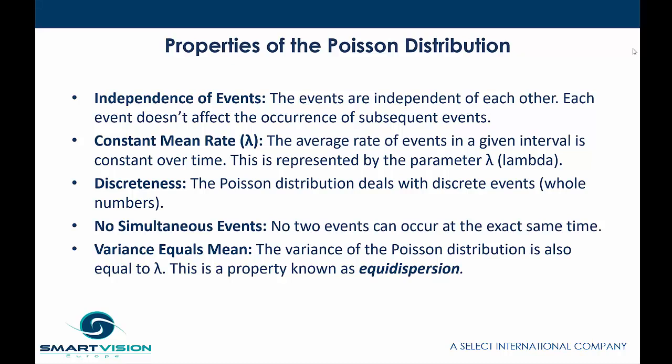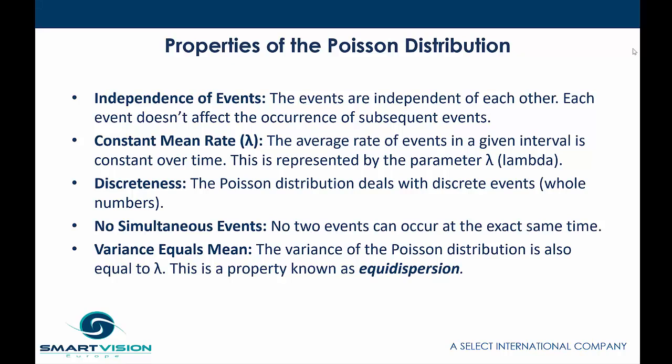A second property refers to what's called the constant mean rate, which simply says that in a Poisson distribution, the mean rate of occurrence of an event is constant over time. And in formula related to Poisson regression, this parameter is represented by the character lambda. Thirdly, Poisson distributions consist of discrete values, i.e. whole numbers, with no negative values, and that furthermore no two events can occur at the same time.